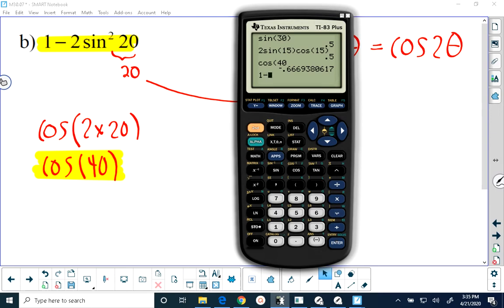1 minus 2 times, now don't forget sine squared of 20 means sine of 20 quantity squared. But my calculator is smart enough that when I enter sine brackets 20 end brackets squared, my calculator locks that 20 to the sine and takes the sine of it before it squares it, which is what I want. Anyway, when I hit equals, I get the exact same number. And you wouldn't verify these in the regular course of your work. We're verifying them just to show you that they are equal.